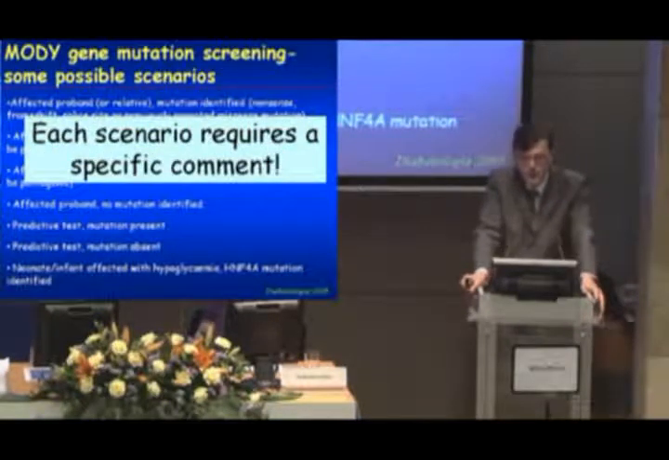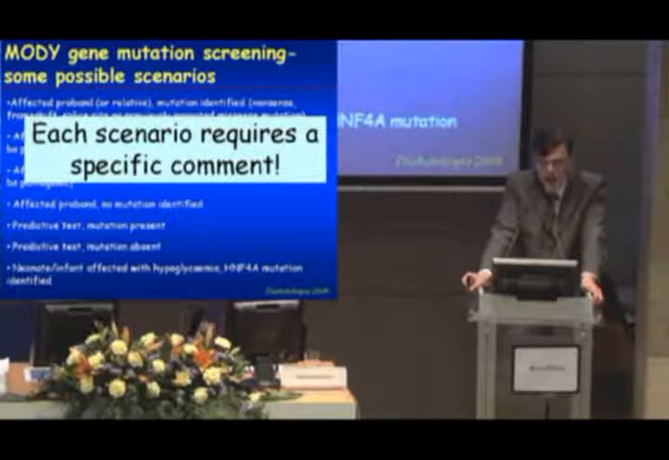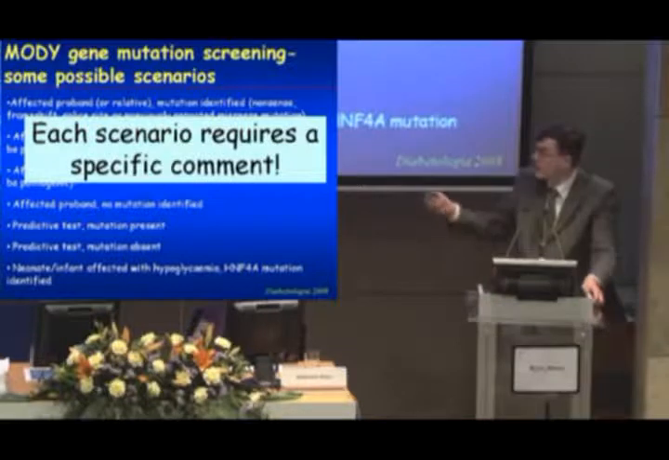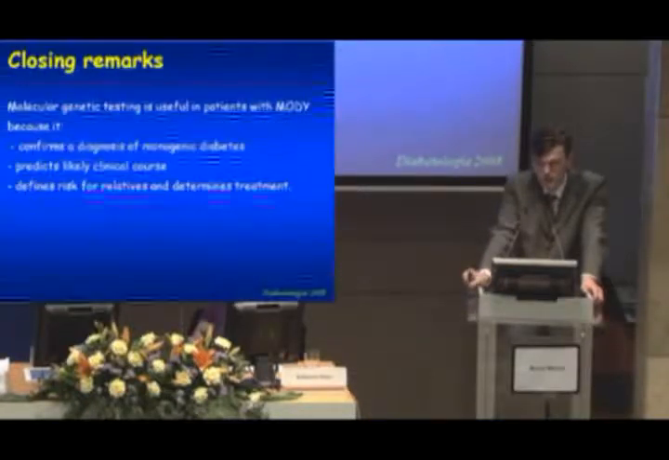And we may be dealing with different scenarios. For example, when reporting: affected proband or a relative and mutation identified, nonsense, frame shift, splice site, or previously reported missense mutation. Affected proband and novel mutation identified, likely to be pathogenic. Affected proband, novel variant identified, however, unlikely to be pathogenic. Affected proband, no mutation identified, and other scenarios that are shown here on this slide. And each scenario requires a specific comment.